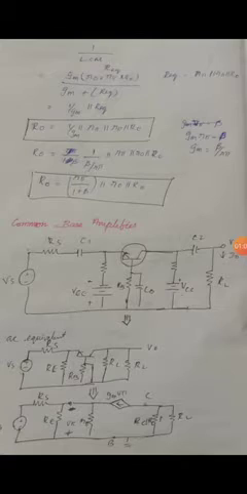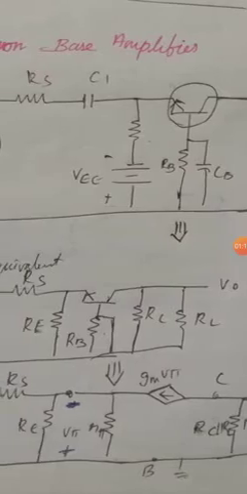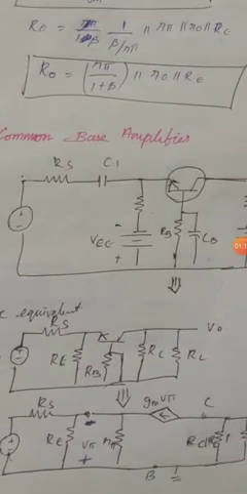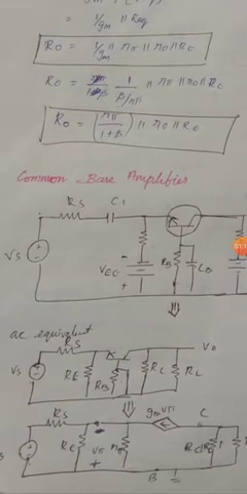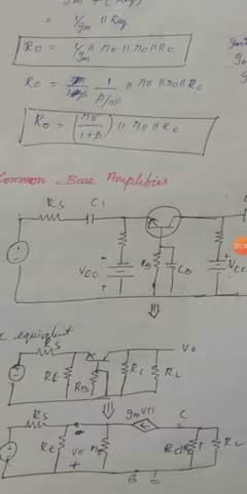Then, when I replace the transistor with the equivalent hybrid pi model, it will look like this. We have RS, RE, and R pi, and the current gm V pi flows from collector to emitter, and then the RC parallel with RL circuit will be there. RC parallel with RL, I can write it separately. Okay, this is the AC equivalent circuit.